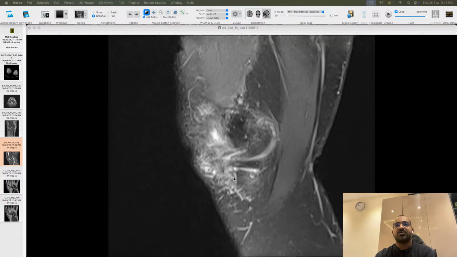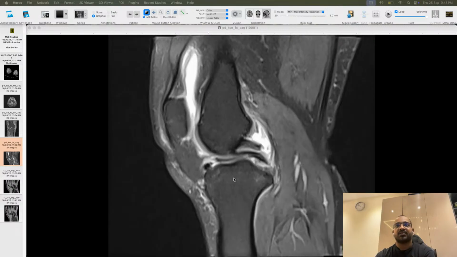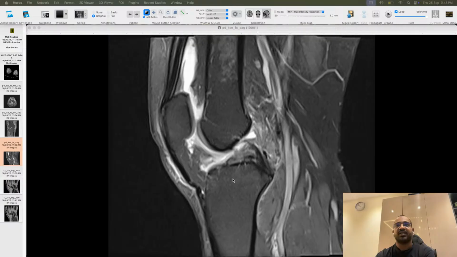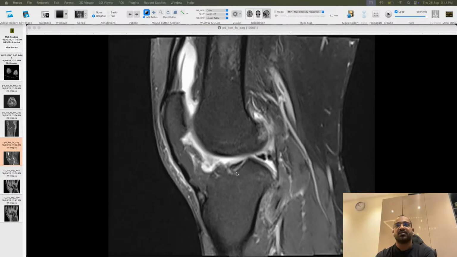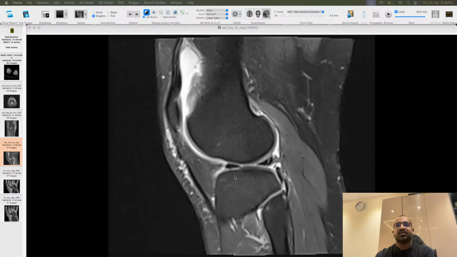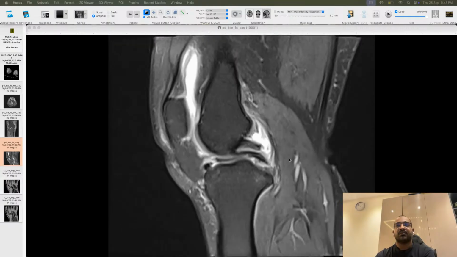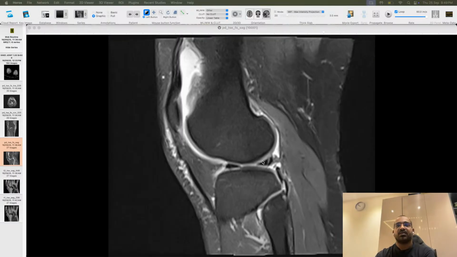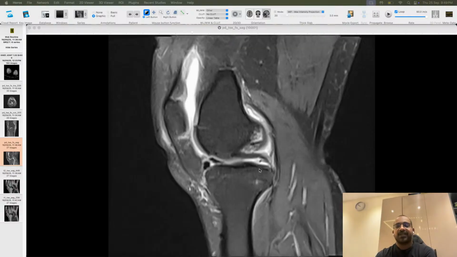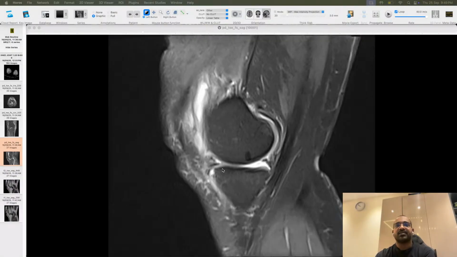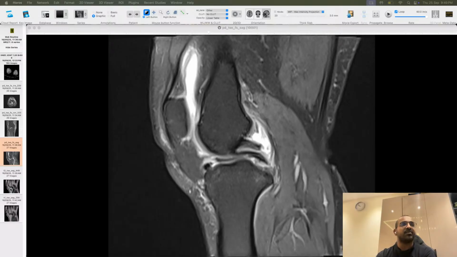What is happening to the medial meniscus? Anything in the medial meniscus? What is happening to the lateral meniscus? If you see, yeah, very good. Bucket handle tear of medial meniscus is there. If you see, this is a bucket handle tear of medial meniscus. Better we can appreciate on a coronal image.